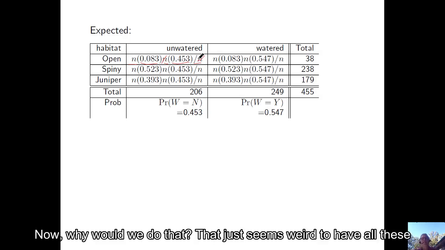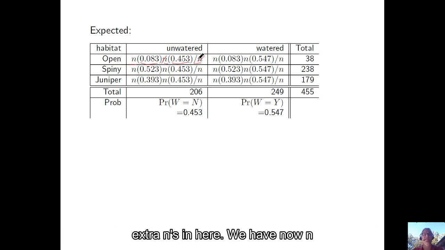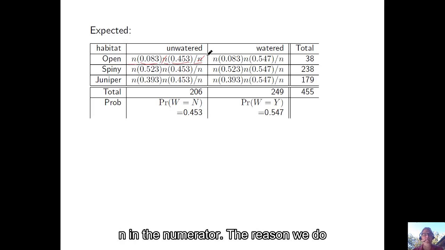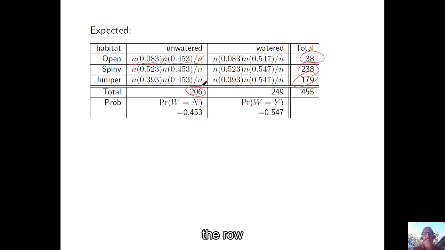Now, why would we do that? That just seems weird to have all these extra n's in here. We have now n squared in the numerators and an n in the denominators, and that's the same as just having an n in the numerator. The reason we do that is because the product of the sample size times the probability gives us these totals that we already have, apparent in the row totals and the column totals for this.